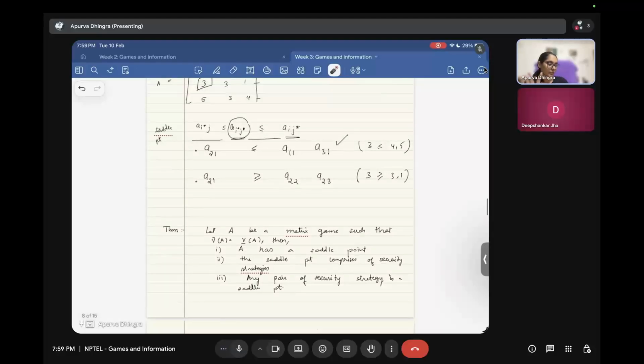So all of this, the example and the theorem, ultimately says that if the security levels match, then the game will have a saddle point, and that saddle point will be the security strategies. In fact, in such a scenario where the security levels are matching, any security strategy would form a saddle point. This is related to the interchangeability corollary that we saw.